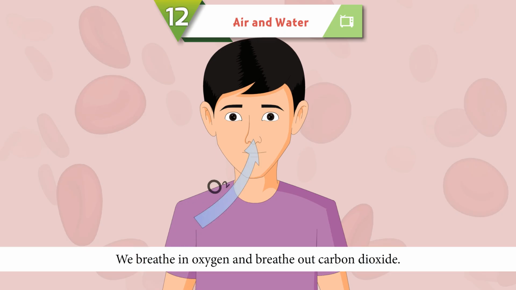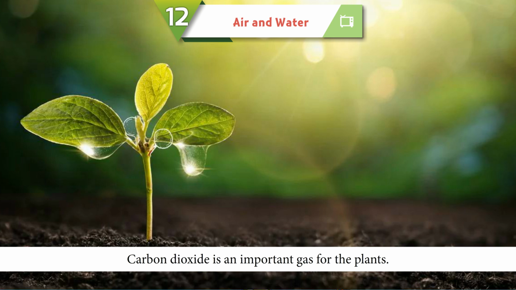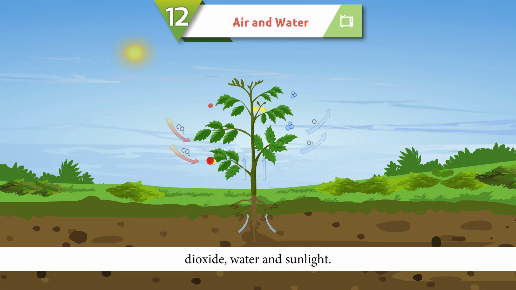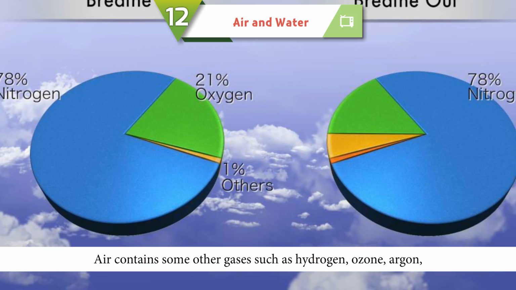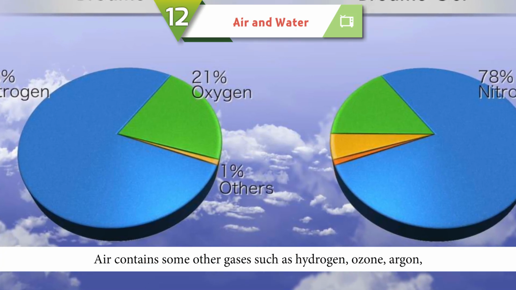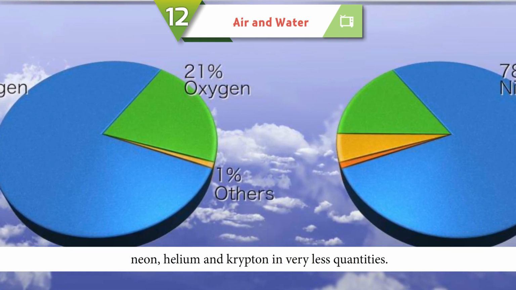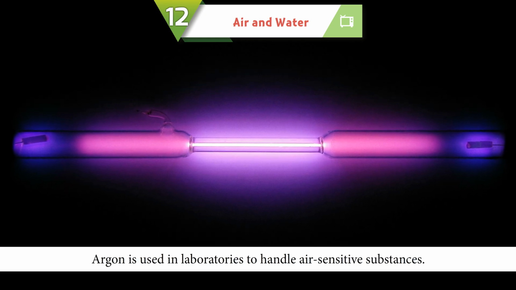Carbon dioxide. We breathe in oxygen and breathe out carbon dioxide. Carbon dioxide is an important gas for the plants. Plants make their food by the process of photosynthesis with the help of carbon dioxide, water and sunlight. Other gases. Air contains some other gases such as hydrogen, ozone, argon, neon, helium and krypton in very small quantities.